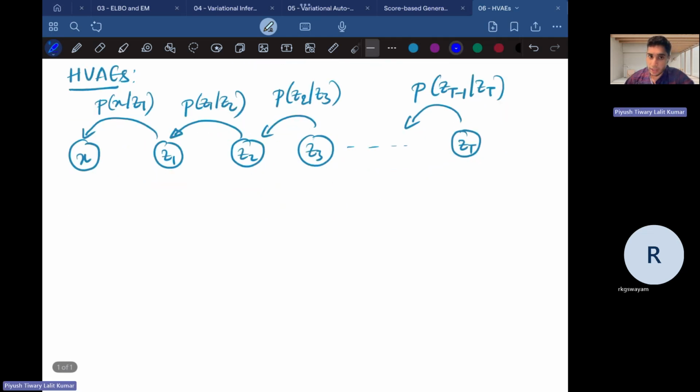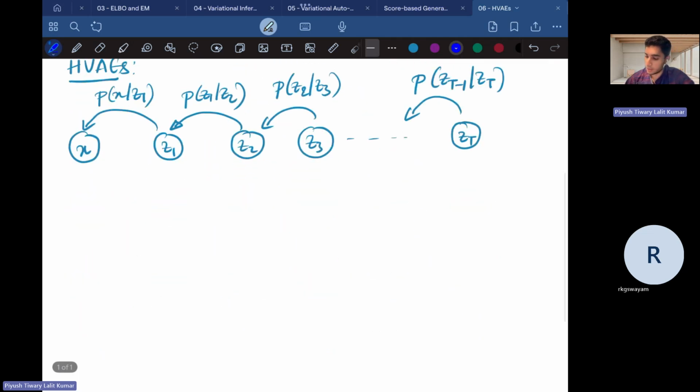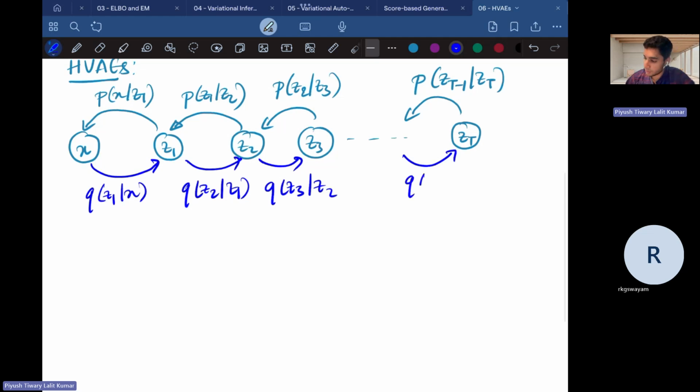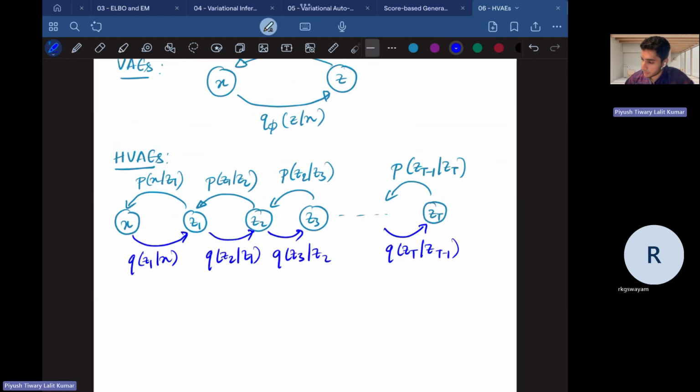Similar to what we had in VAEs, there is an inference view as well. What is the inference view? You can infer Z1 from X, so this will be Q of Z1 given X. You can infer Z2 from Z1, so Q of Z2 given Z1. Similarly Q of Z3 given Z2, and you can infer ZT from its previous latent, Q of ZT given ZT minus 1. So this is how it is.